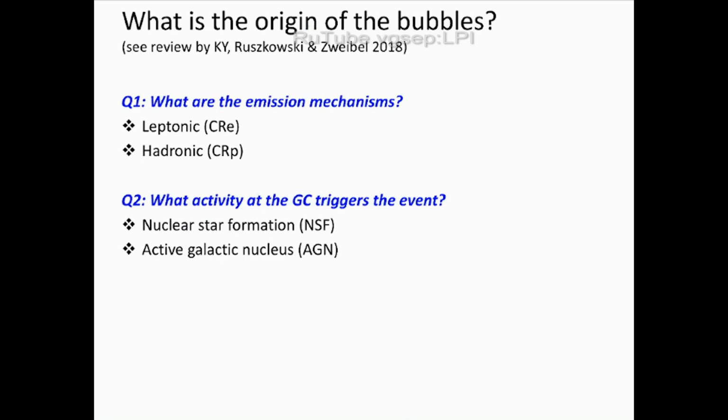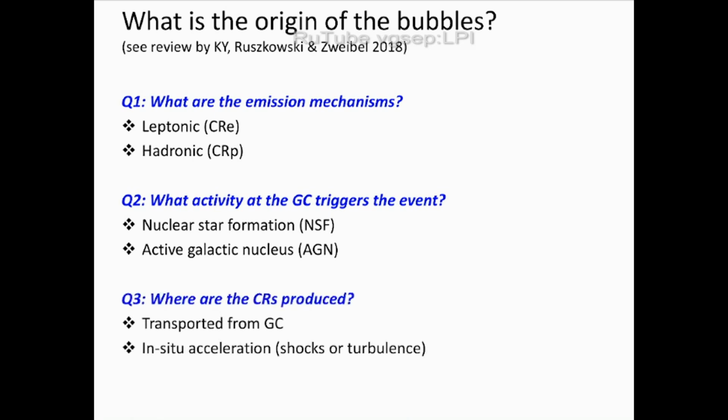The second question people are concerned with is what kind of activity at the galactic center triggers the event. It can be either due to nuclear star formation or AGN activity. And the third question is, where are the cosmic rays produced? They can be produced very near the galactic center and then transported outward to large distances, or they can be in situ accelerated by shocks or turbulence near the bubble surface.